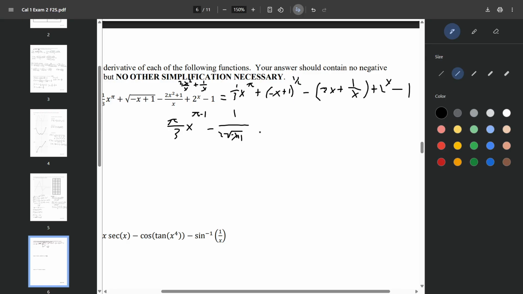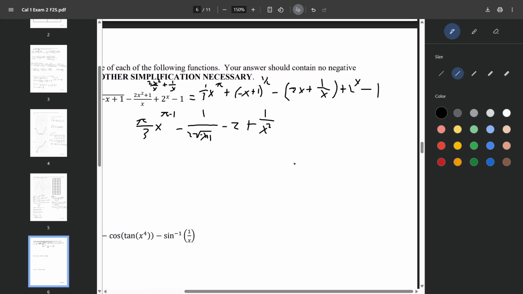And so the next part is going to be minus 2, because the derivative of 2x is just 2. And then for the next part, it's going to be plus 1 over x squared, because the derivative of 1 over x is negative 1 over x squared, and because there's a negative in front of here, we turn it into a positive.